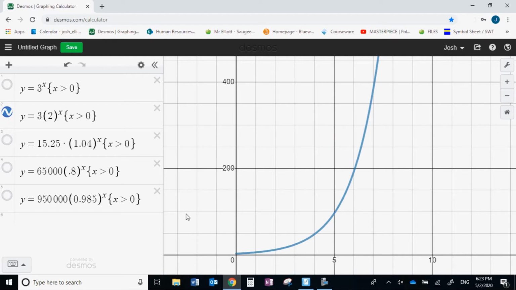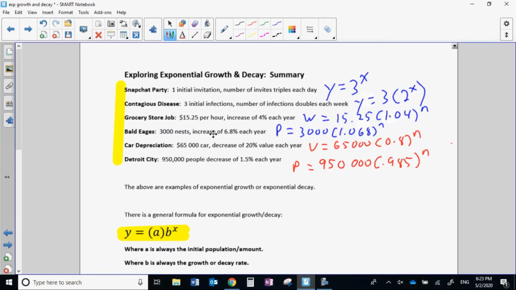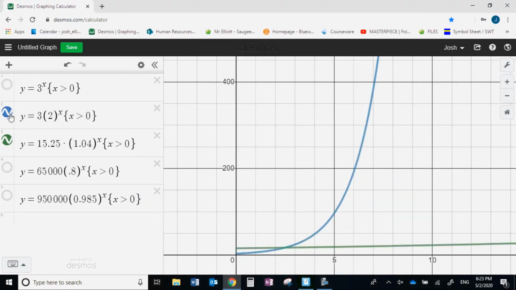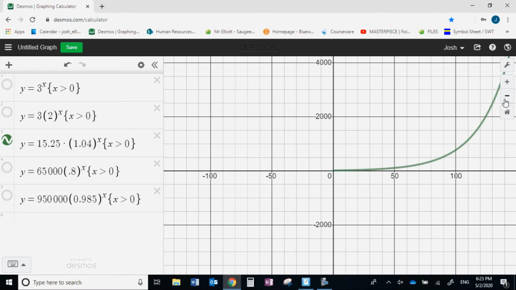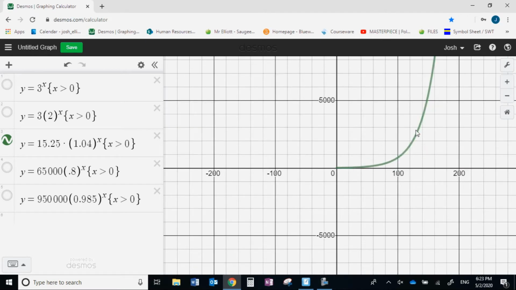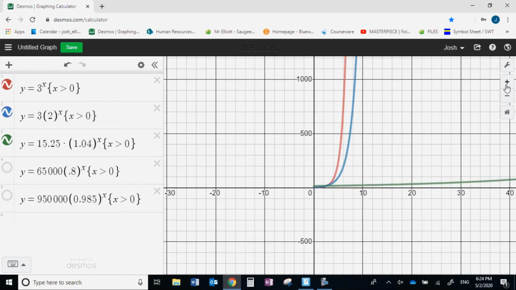And moving on to the grocery store job, $15.25 an hour with a 4% raise. What does that look like? Well, that looks like the green line. Now you see that that looks more like a straight line. It has a very low growth rate compared to a growth rate of 2 or 3. But look what happens as I zoom out. Sure enough, eventually it has that same steep climbing curve. My point is that all 3 of these exponential growth examples kind of look the same as long as you zoom out enough or zoom in enough or whatever you need to do.